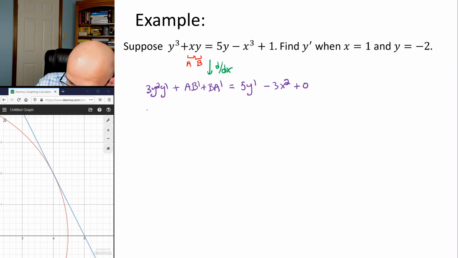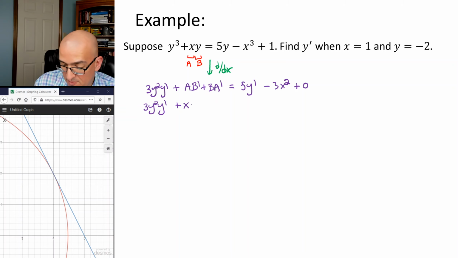Okay, we have to plug in a, b, a prime and b prime. A is x, b prime, the derivative of y is y prime, plus b, the derivative of b is y, and then a prime is 1. So 5y prime minus 3x squared.